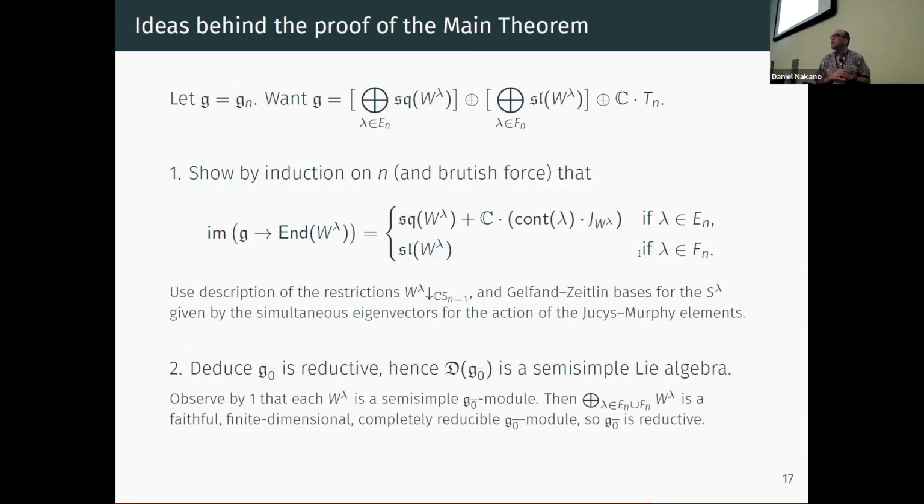Okay, so what are some of the ideas behind the proof? Big hand is getting close to 6.